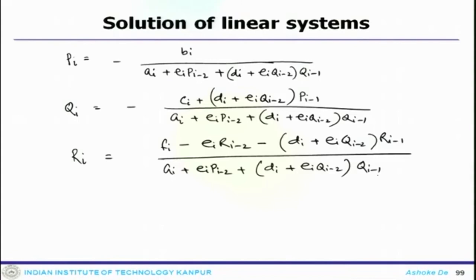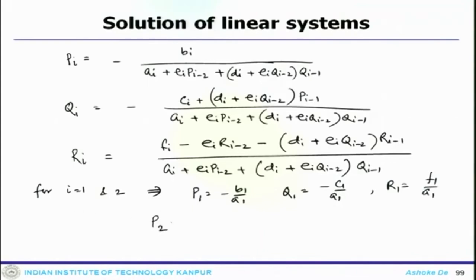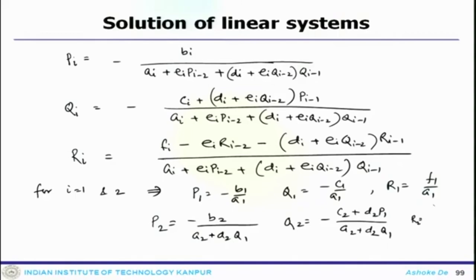Now, for I equals 1 and 2, we can get the specific expressions like p 1 equals minus b 1 by a 1, q 1 equals minus c 1 by a 1, r 1 equals f 1 by a 1. Same thing, you can get p 2 equals minus b 2 divided by a 2 plus d 2 q 1, q 2 equals minus c 2 plus d 2 p 1, and r 2 equals f 2 minus d 2 r 1 divided by a 2 plus d 2 q 1.